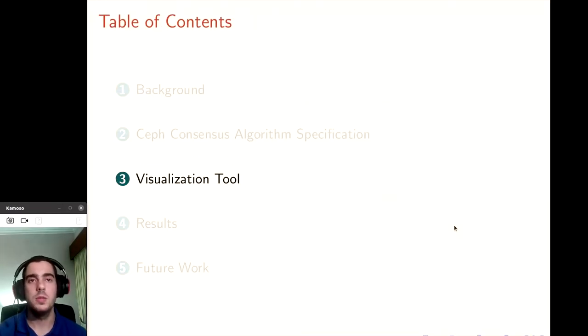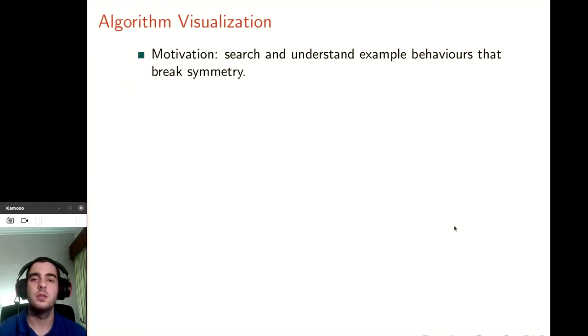Now I'll present in more detail the visualization tool. The main motivation to create the visualization tool was that at the beginning I wanted to make the monitor set symmetric, and that was not happening. The way I found out is that multiple executions of the model checker were giving me different numbers of distinct states being explored. With the model checker I could extract the state graph, and different executions were giving me different state graphs. So there were behaviors explored in one state graph and not in the other, and the main reason for that was the symmetry set being defined. I had to find those behaviors, compare them, and try to understand why they were happening.